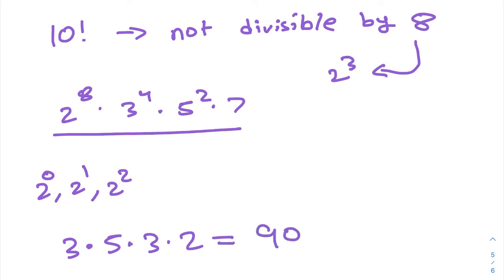And look how quick this is. It would have taken so long. We would have probably had to list all of the factors, which there's a lot of, but now we can just use simple multiplication to find there's 90 divisors of 10 factorial not divisible by 8.